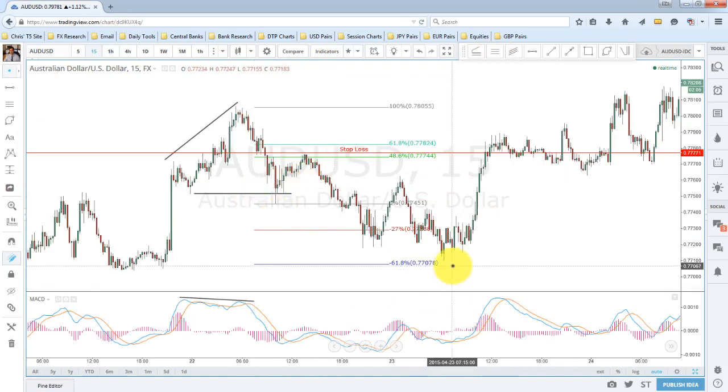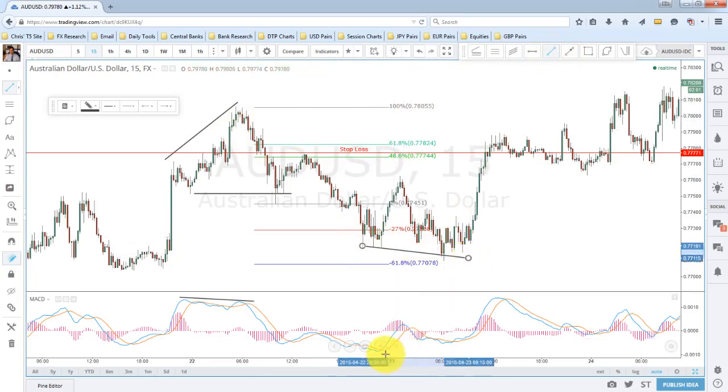Right after this, you can see we actually ended with a divergence. Price moving lower, MACD cycling higher here, and we had an extension. After this extension, however, the market failed to pull back very deeply.